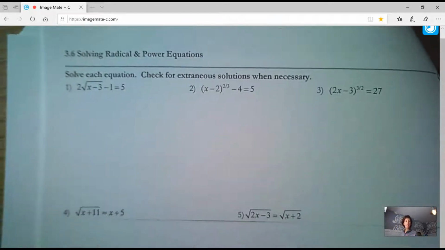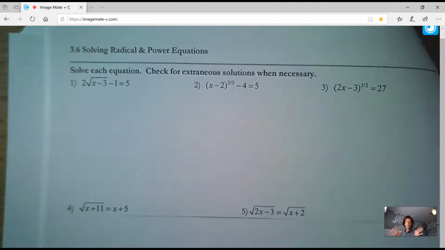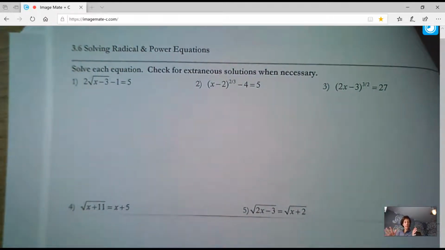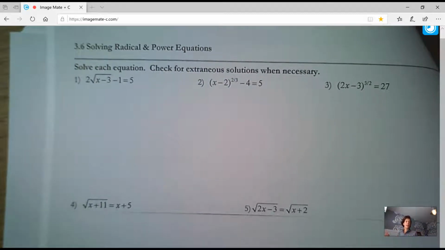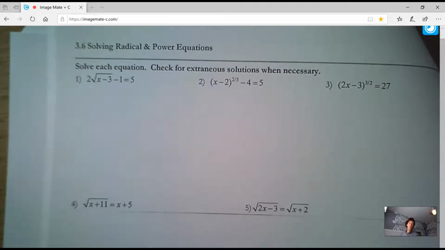So again, the basis of this is if there's one version of x in the problem, what we want to do is isolate the radical. So basically we're just working to get x alone like we have in the past. So the first three problems are set up like that. And then the other problems have more than one x appearing in them, more than one version of x. So that'll be a little different.